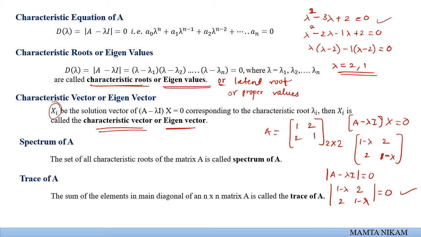Okay. So coming back, let us discuss a few properties of eigenvalues and eigenvectors. Very important properties these are. So what is the spectrum of A? The spectrum is nothing but the set of all characteristic roots, or you can say the set of all eigenvalues together is known as the spectrum of A.